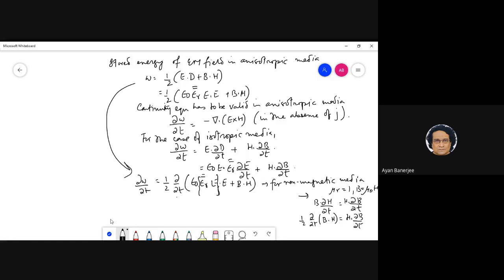So now, if I take this, half of epsilon naught epsilon r E dot E, we can write that as del E del T dot E plus E dot del E del T. Is this okay?